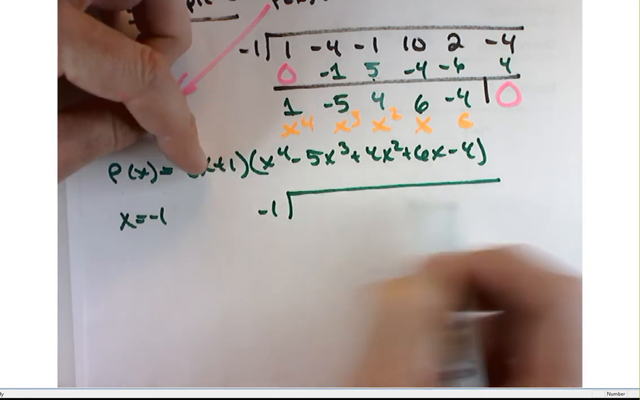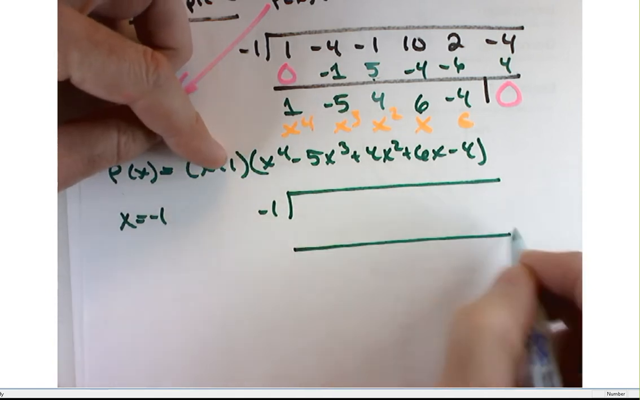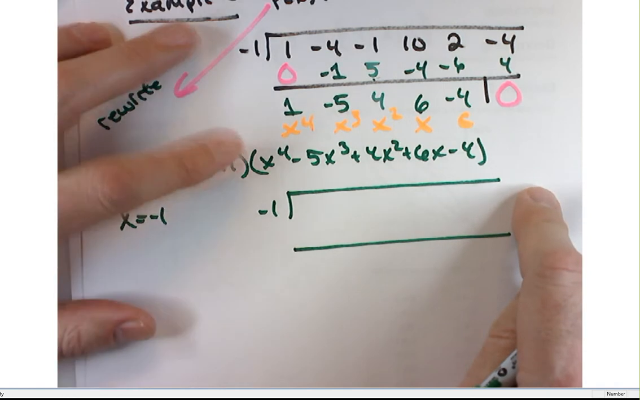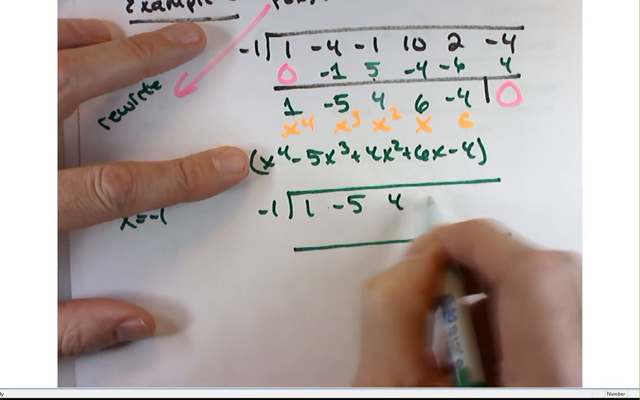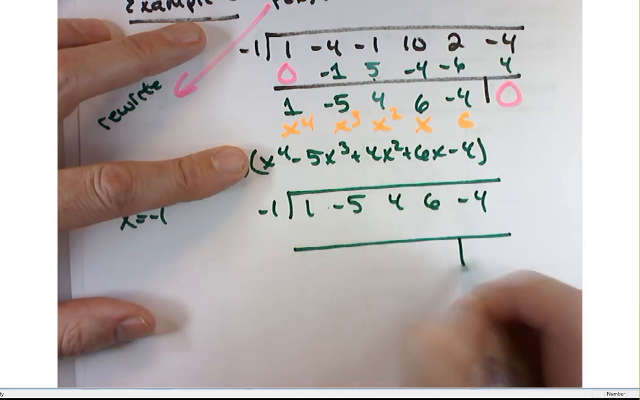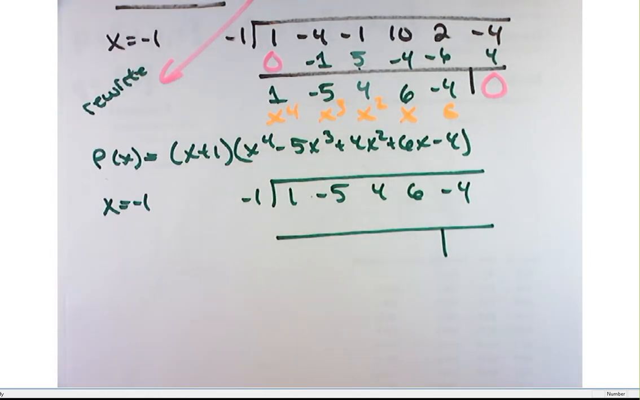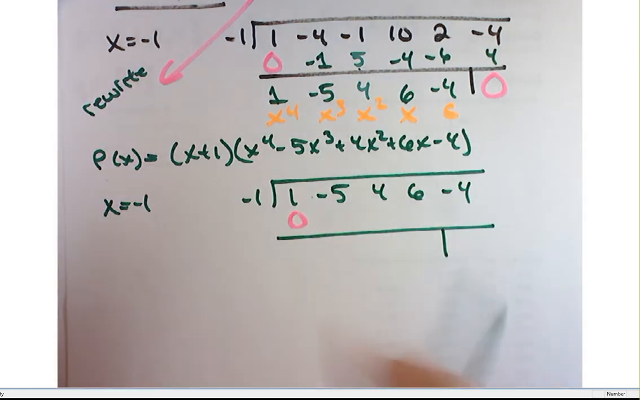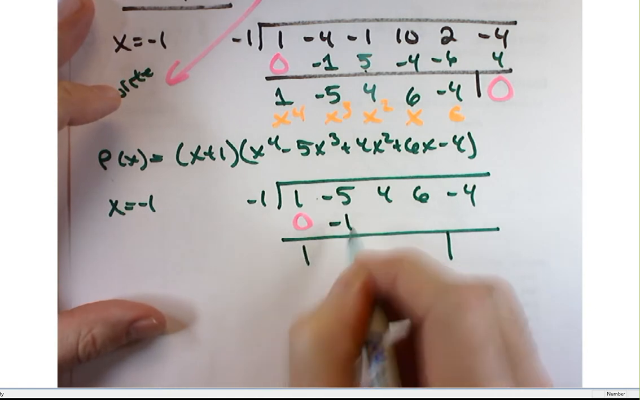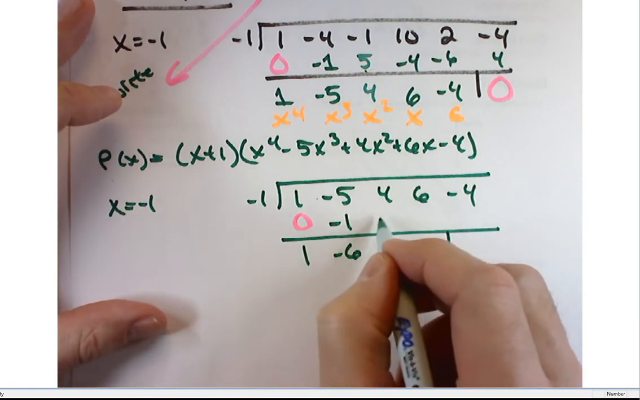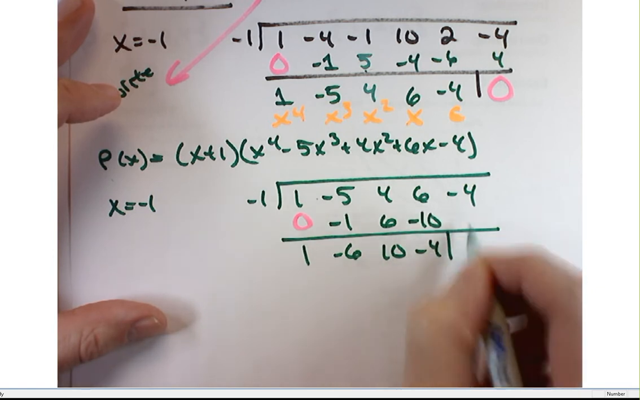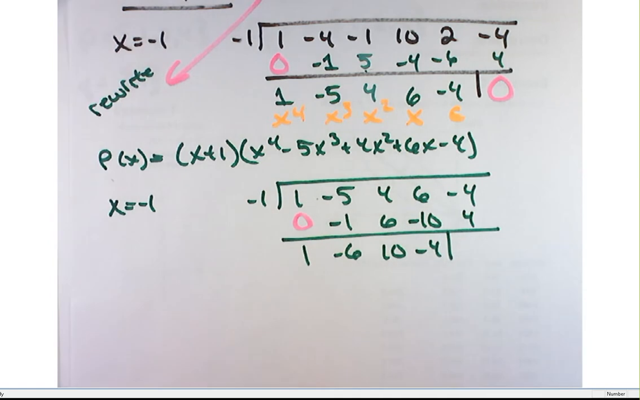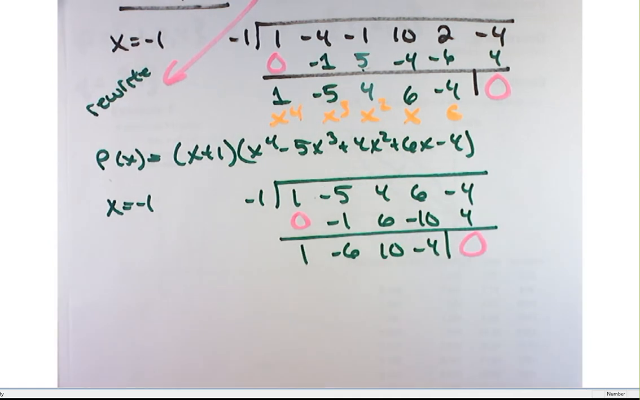What should I write underneath here for my second polynomial? 1, -5, 4, 6, -4. Perfect. Now that last one is going to be a remainder. It should be a 0 like it was before. Let's see that that works. 1, -1, -6, +6, 10, -10, -4, 4, and 0. Yay.